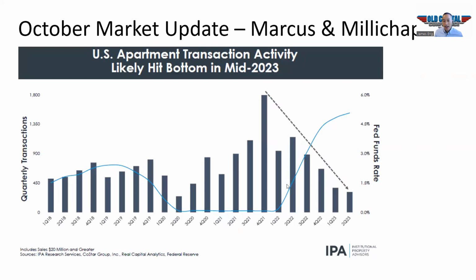Transaction activity, with the federal funds rate moving from basically 0 up to 5.5, 5.3, has pretty much been at its lowest. I guess the lowest was in the second quarter of 2020 when you can't go outside your house. But just in the last 5 or 6 years, it's been steady in terms of number of transactions, and the last two quarters have been the lowest in a long time.